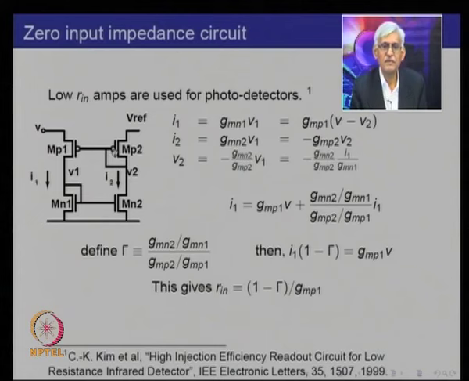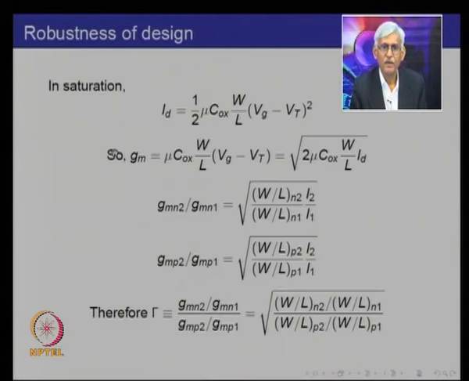Now, it turns out that this is a very robust quantity. If you derive the value of GM, it is given by root 2 k times ID if the transistors are assumed to be saturated. And when you substitute for this, the value of gamma actually turns out to be this number, which is dependent only on geometry. Notice that this is independent of transistor parameters and therefore, it will be independent of process variations. It is independent of K and mobility and therefore, it will be independent of temperatures. Neither K nor Vt nor any other transistor parameter appears in the expression for gamma.